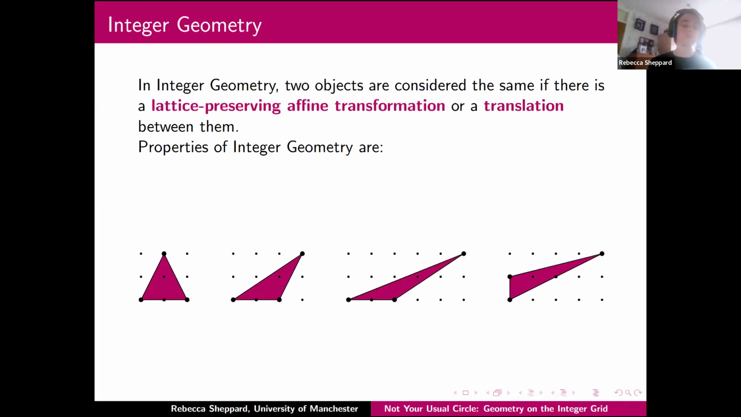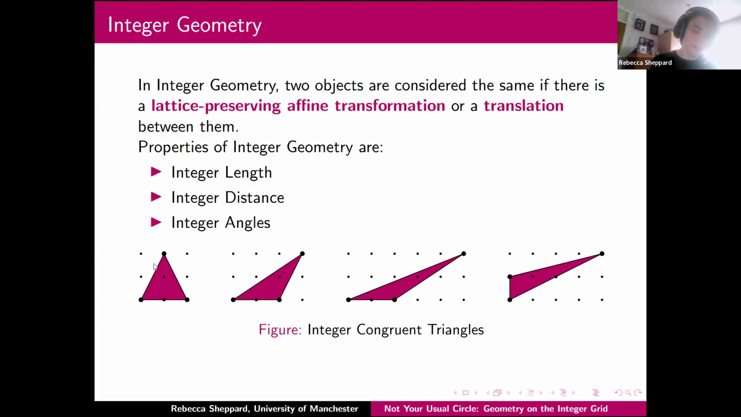On the bottom, I have some triangles in integer geometry, which, while I'm talking, you can think if they're the same or not. I'm just going to go through some properties. I'm not defining these properties, but some properties are integer length, which I will later define, integer distance, and integer angles. These triangles here are, in fact, integer congruent to each other. You can see that this length, we can map this length to this length. This side on the bottom maps to this side and this side. And we can also say it maps to this side here.